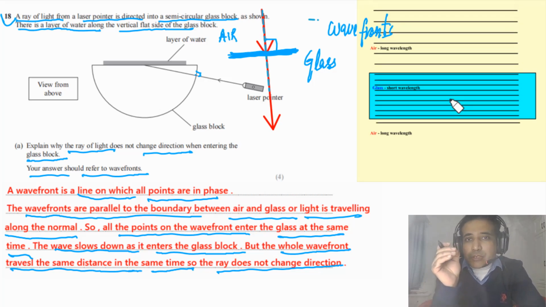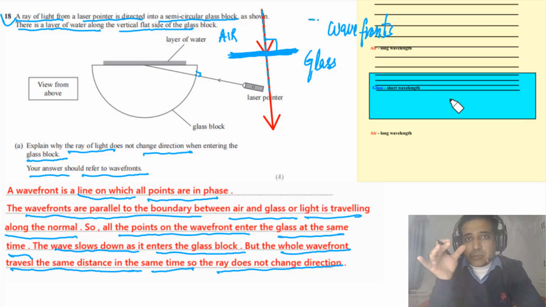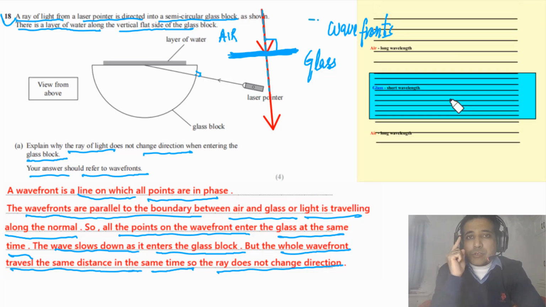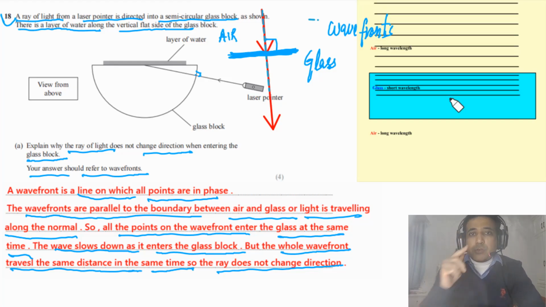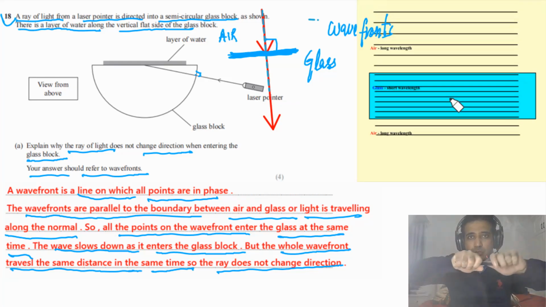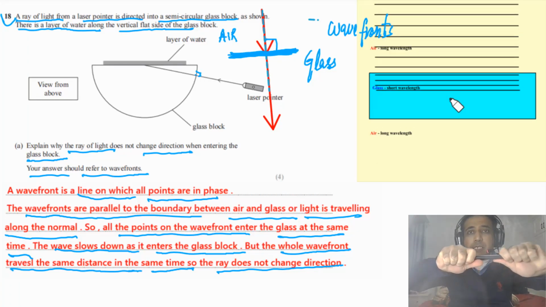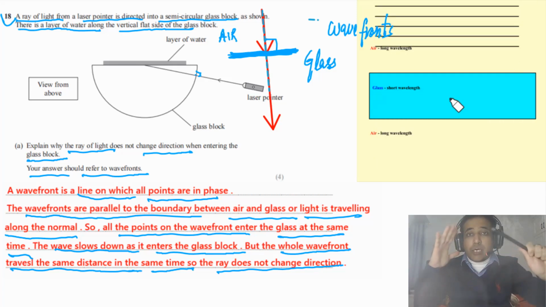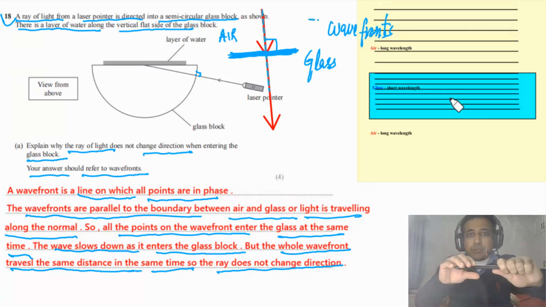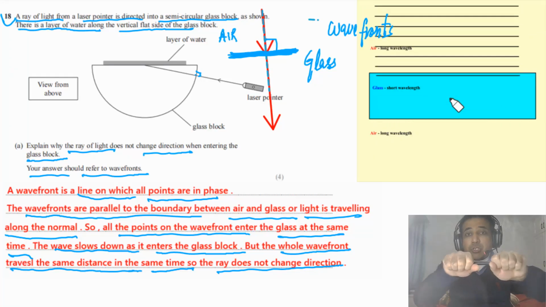A beautiful question: why do they not change direction? Because all points on the wavefront enter at the same time and they slow down by the same amount. So it's like people holding a rod and running at the same speed. So they are always parallel, so the direction will not change. If some of the persons holding this rod are faster and some are slower, then there will be a change in direction.